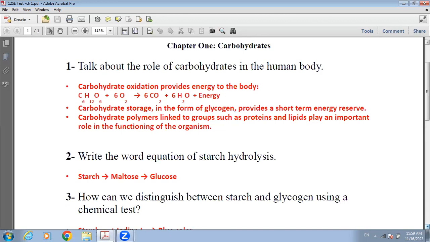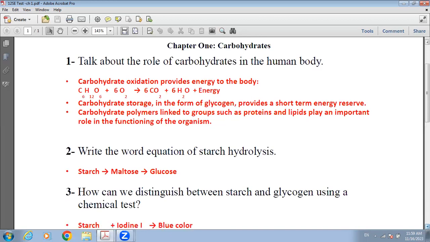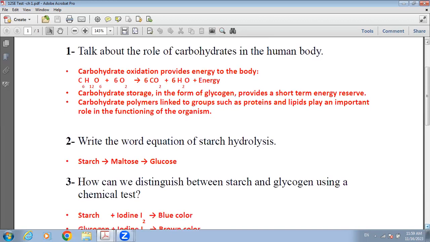C6H12O6 plus 6O2 gives 6CO2 plus 6H2O plus energy. Second, carbohydrate storage in the form of glycogen provides a short-term energy reserve, storage energy. And third, carbohydrate polymers linked to groups such as proteins and lipids may play an important role in the functioning of our cells.